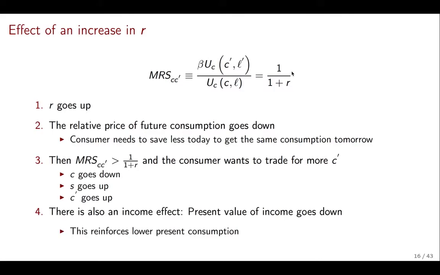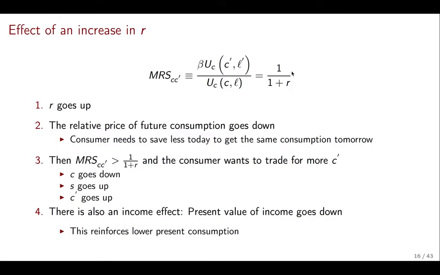There is also an income effect because the present value of income goes down for the consumer. So the consumer today feels less wealthy, and because of that, there is a reinforcement of the lower present consumption effect. Okay? So we know for certain that the demand for present consumption is going to go down if the interest rate goes up. And this should make sense to us because a higher interest rate is going to incentivize the consumer to save more.